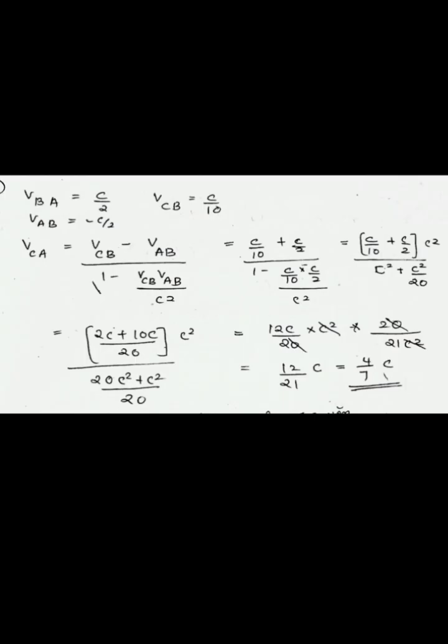That is equal to c by 10 plus c by 2 divided by 1 minus c by 10 into minus c by 2 by c square. This is equal to c by 10 plus c by 2 into c square divided by c square plus c square by 20. That is 2c plus 10c by 20 into c square divided by 20 c square plus c square divided by 20. This is equal to 12c by 20 into c square into 20 divided by 21 c square. This is equal to 12 by 21 c. That is equal to 4 by 7 c. So this is the answer.